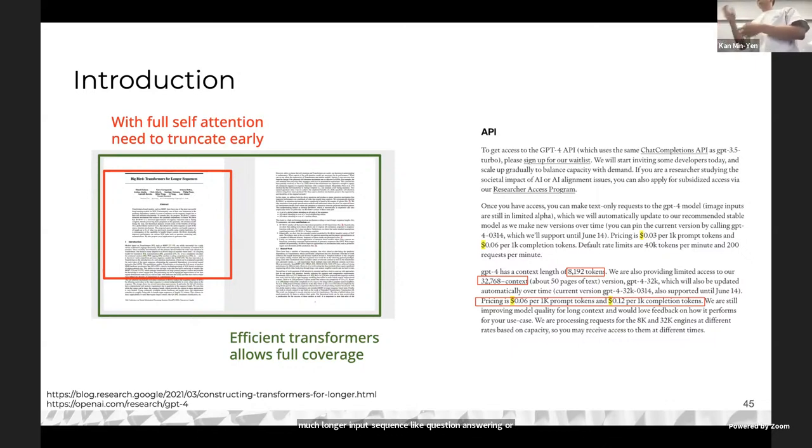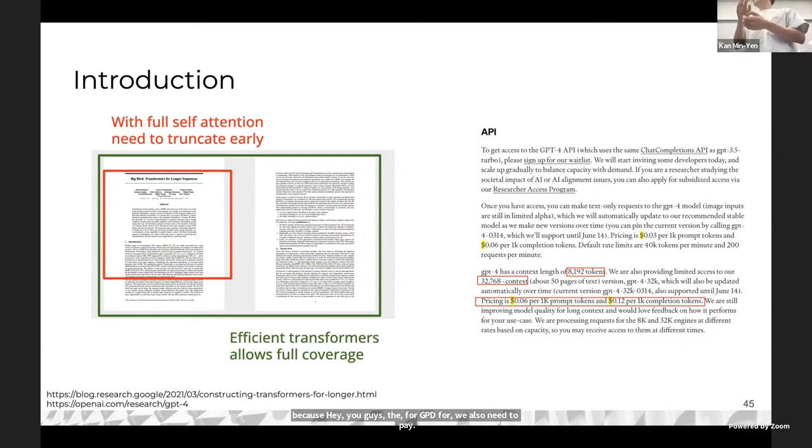And yes, even for GPT-4, we still need much longer context for prompts or few-shot examples. So why this area is valuable: you can see even for GPT-4, we also need to pay. It only has two versions.